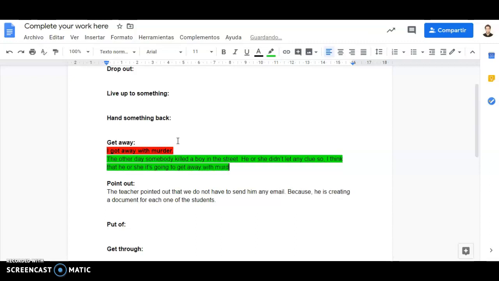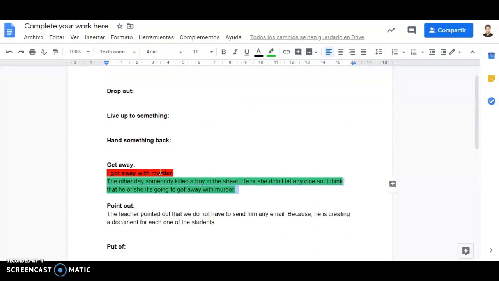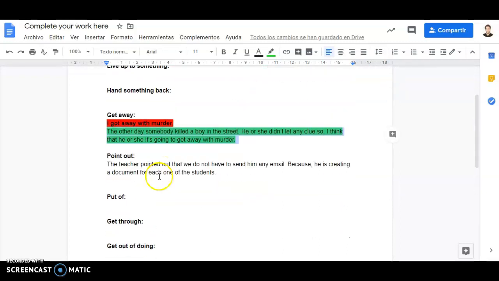This is not an appropriate phrase because I am not giving any information, and this is an appropriate phrase because I am giving the whole information. The other day somebody killed, remember again, past, a boy in the street. He or she didn't leave any clue. So I think that he or she is going to get away with murder. Short phrase without any information, bad. Good phrase with being really specific, good. So you need to do this with each one of the study phrasal verbs.